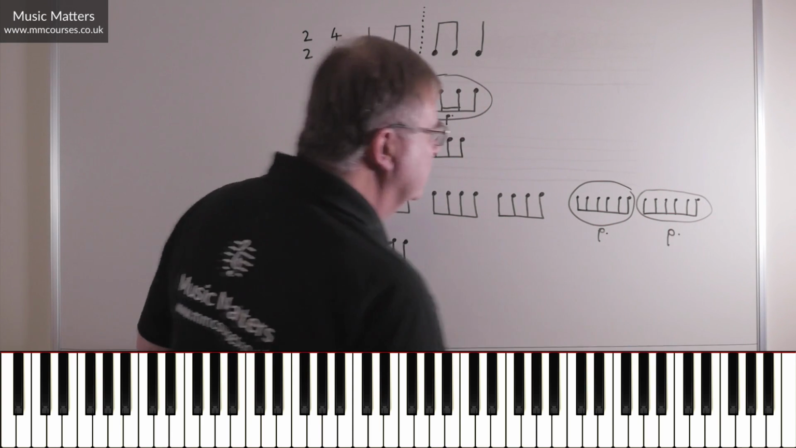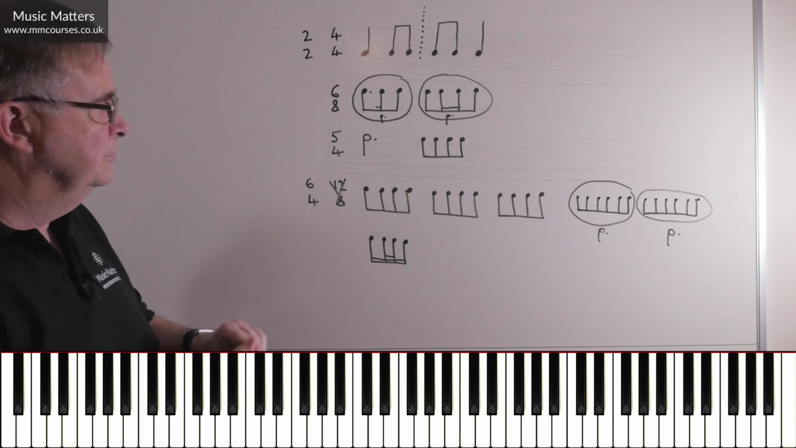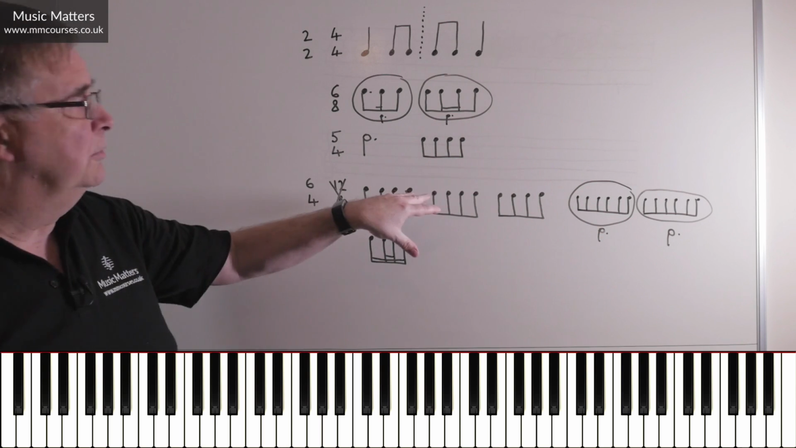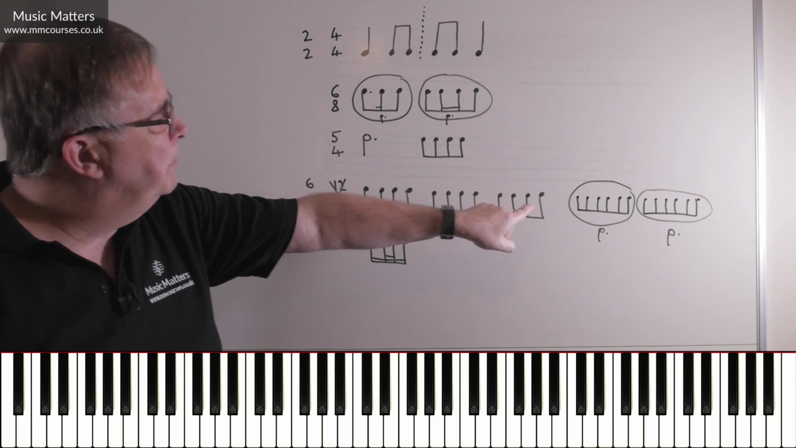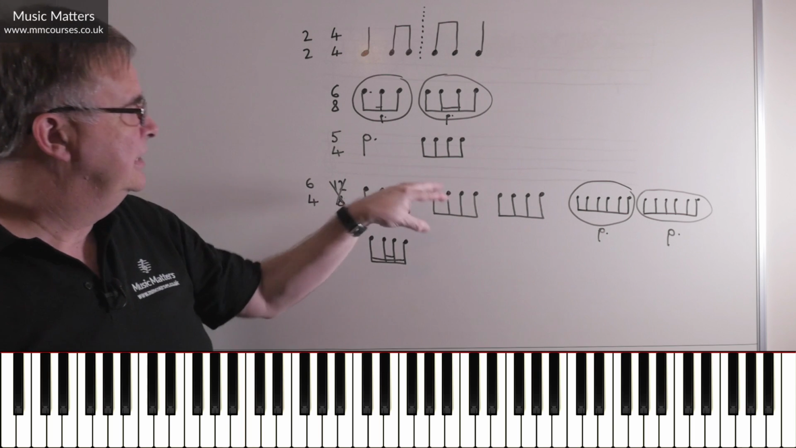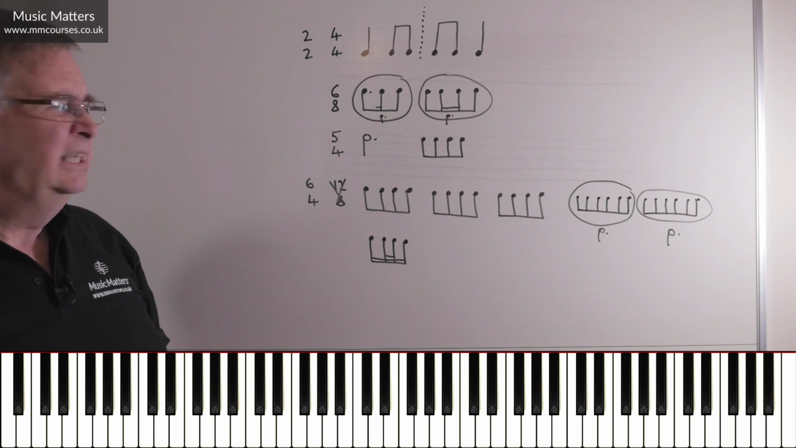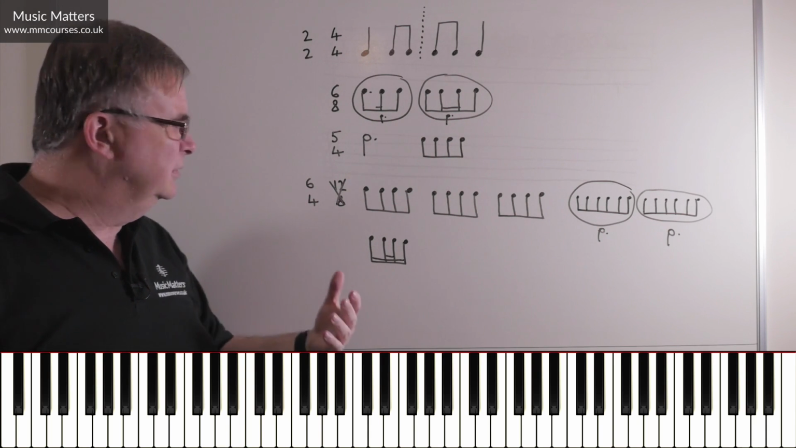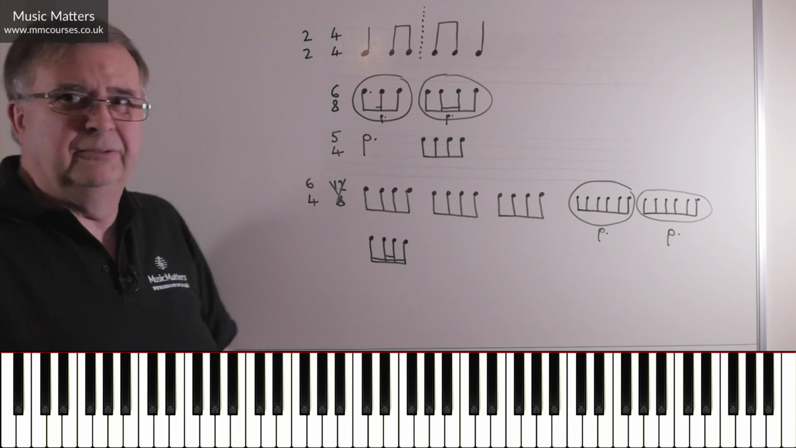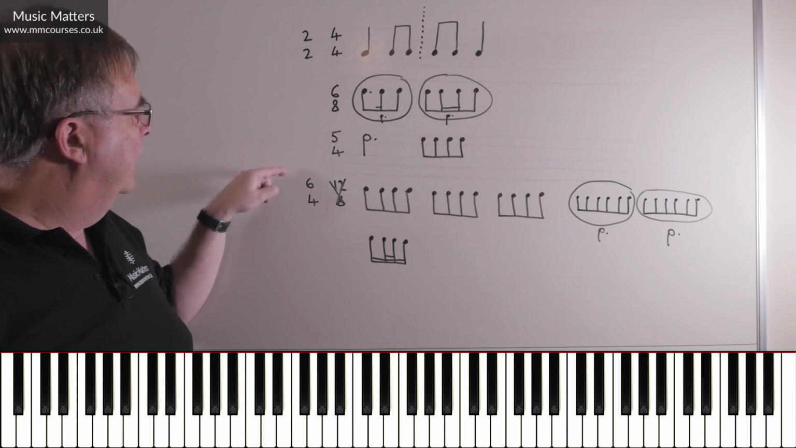I end up with 2 dotted minim beats. So still 12 quavers. There are 12 quavers here, but it looks different. The beaming for 6/4 is not the beaming we've got there. So we're a bit stuck, aren't we? 12/8 doesn't work, 24/16 doesn't work, 6/4 doesn't work. What do I do? Halve again.